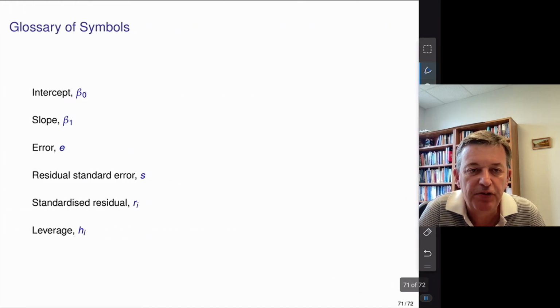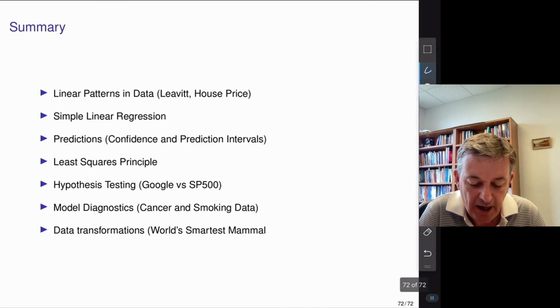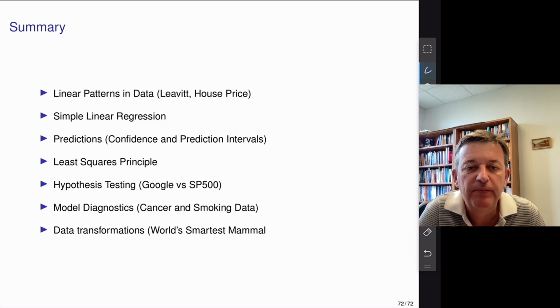Okay, just a quick glossary of symbols: intercepts, slopes, errors, residual standard error, standardized residuals, leverage. Make sure you know what they are. Again, we covered a lot of material. The chapter in AIQ to look at is the Henrietta Leavitt chapter.